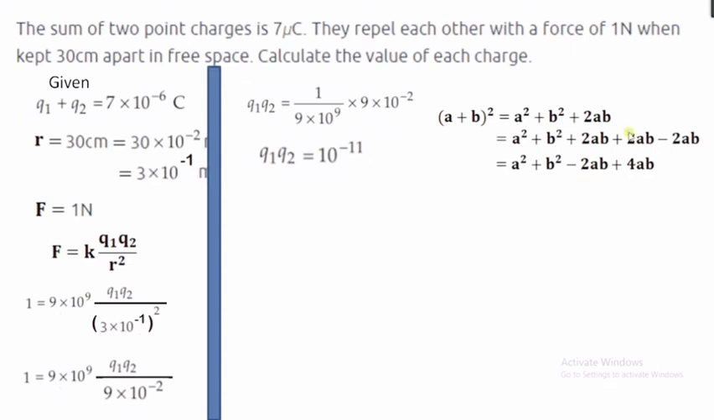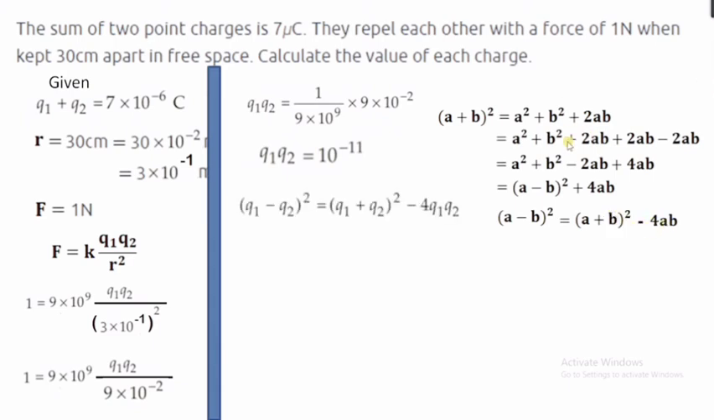Now if you add 2ab it will become 4ab. So now this is a square plus b square minus 2ab, so this is (a minus b) whole square. Now if you take this 4ab to the other side, you will get (a minus b) whole square is equal to (a plus b) whole square minus 4ab.